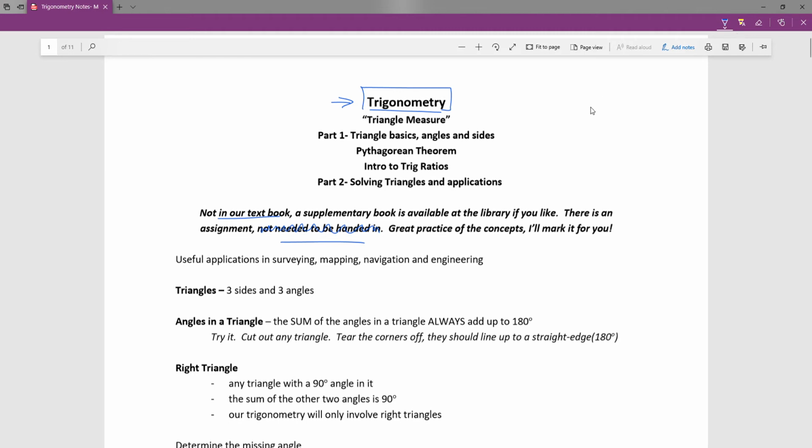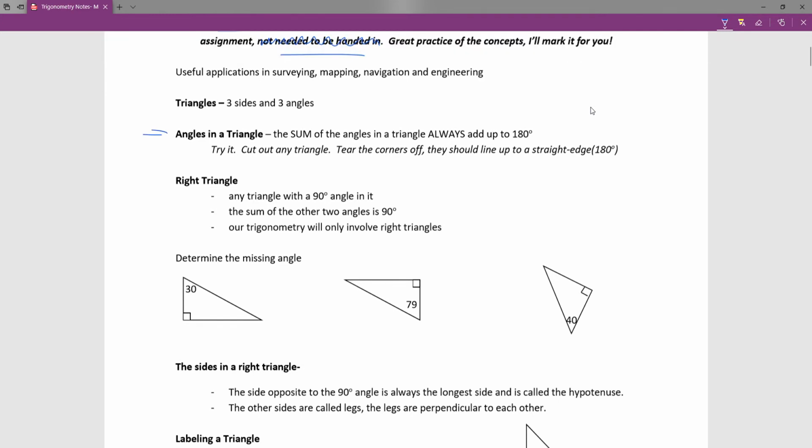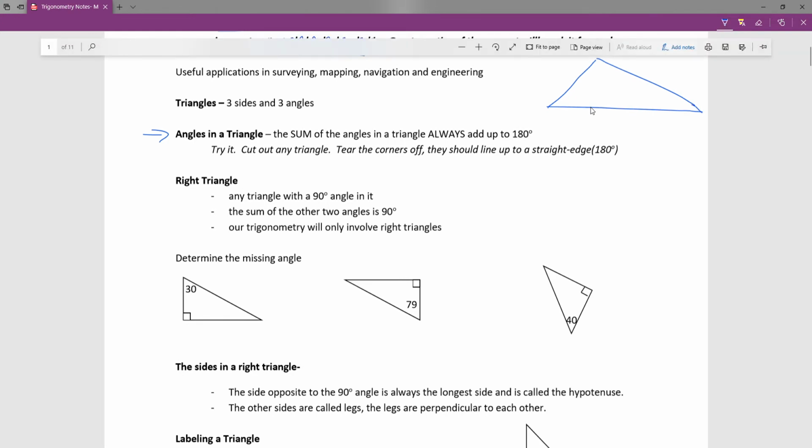So newsflash, triangles have 3 sides and 3 angles. It's true about all triangles. That's what triangles are. And the cool thing about the angles in a triangle is if you took any triangle, and you could do this, you could cut any triangle out of a piece of paper. And if you were to take the corners and rip the corners off, in a better world, I'd be able to manipulate these things and take these corners and line them up.